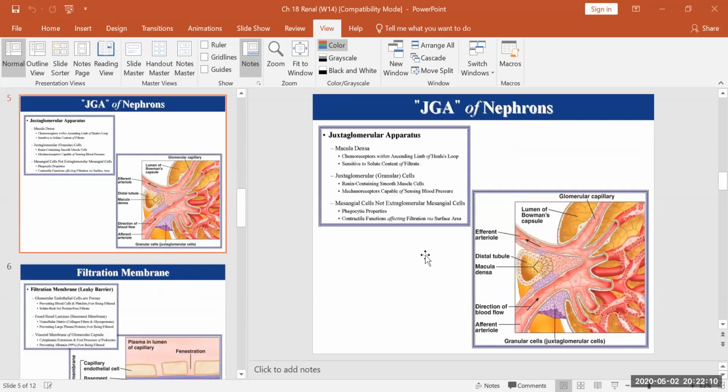Moving on to the next one. There's a region in the nephron, and this is an important region. It's called the juxtaglomerular apparatus. There are actually 3 different types of cells that are highly involved in allowing the nephron to regulate blood flow, blood perfusion. This is an extremely important concept.